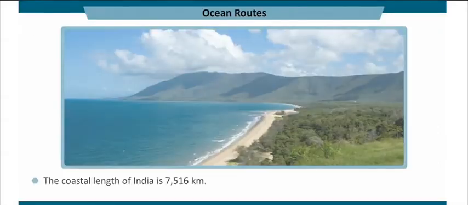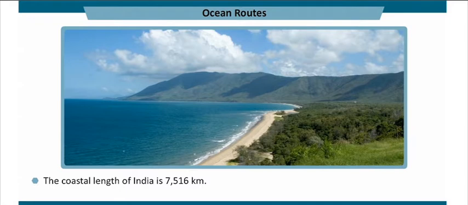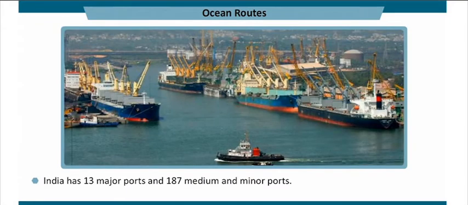Ocean routes. The coastal length of India is 7,516 kilometers. India has 13 major ports and 187 medium and minor ports. 95% of India's foreign trade is handled by the seaports. The Port Trust of India manages and controls the major ports. The state governments manage and control the medium and minor ports.